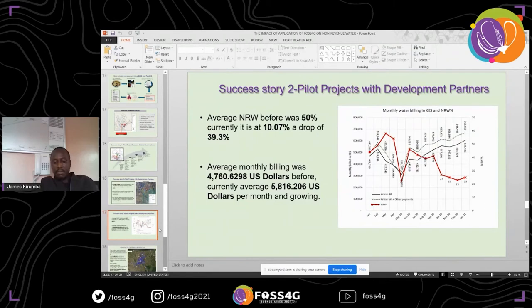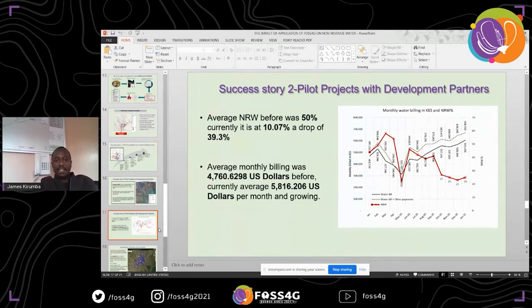So some of the successes for this pilot project is that the average non-revenue water before was 50%, and currently it is at 10.7%. That is a drop of 39.3%. Just by mapping the area, mapping all the customers, getting to know where all the pipes are, as well as analyzing the leaks and bursts within that area, we were able to reduce our non-revenue water from 50% to 10%.